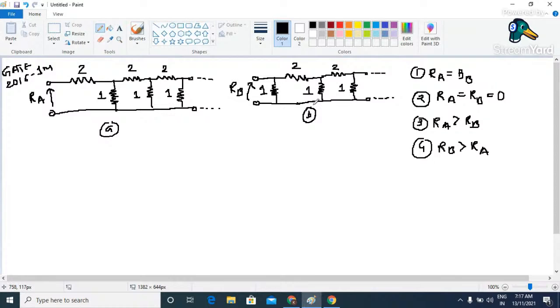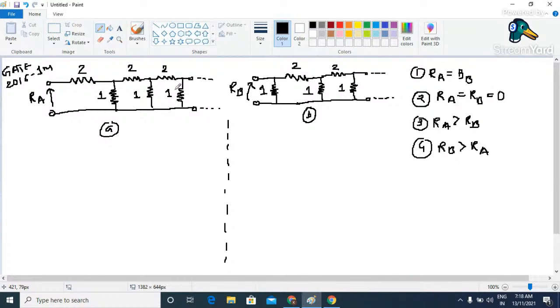So how to solve this numerical? The thing is that in this case, we have to find the effective resistance of the circuit given to us. So how to solve this numerical? See, if you see the structures, both the structures are of the infinite type. That means the structure continues to repeat in the infinite sense.